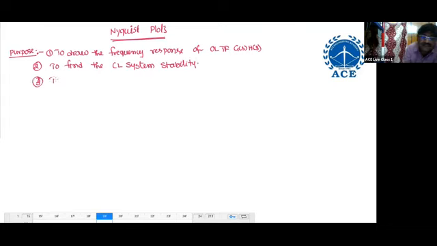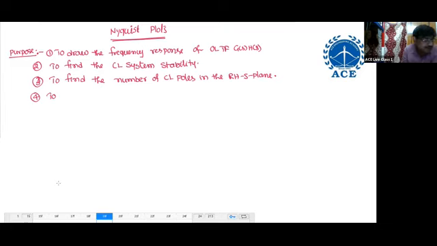Next, to find the number of closed loop poles in the right half of the S plane. Next, to find the range of K value for closed loop system stability.